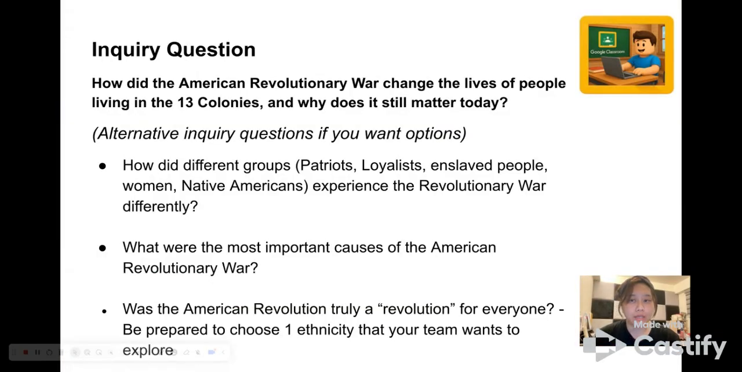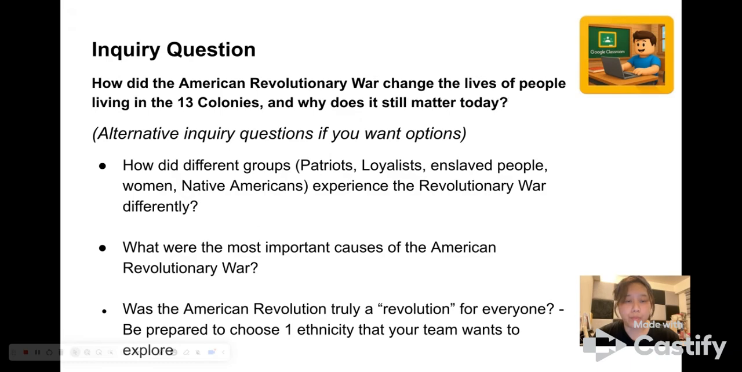All right, so let's take a look at inquiry question. The biggest question here is, how did the American Revolutionary War change the lives of people living in the 13 colonies, and why does it still matter today? Okay, now you can think about this as a big essential question, but if you would like to explore some other options, these are the three options you can explore with your team.